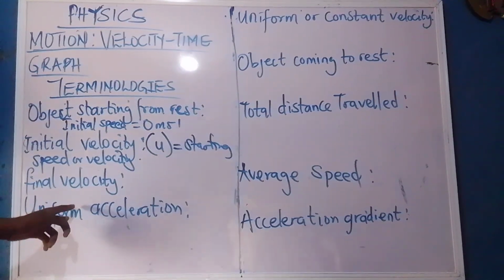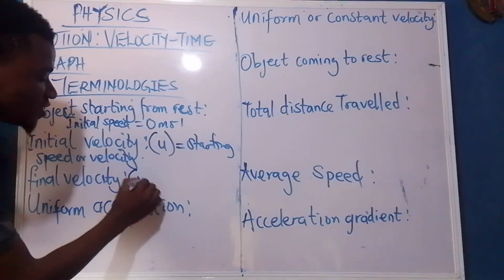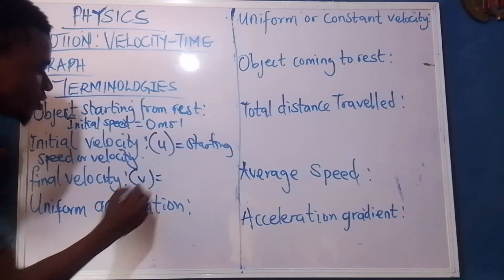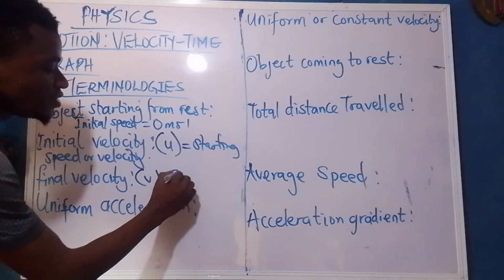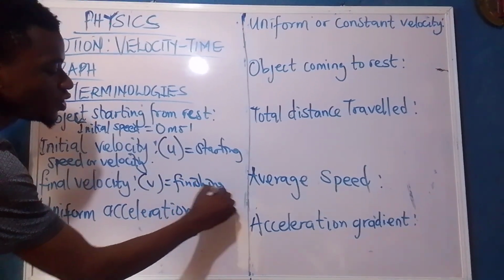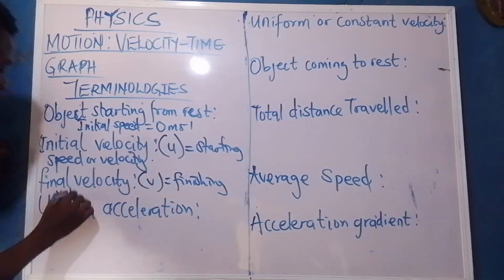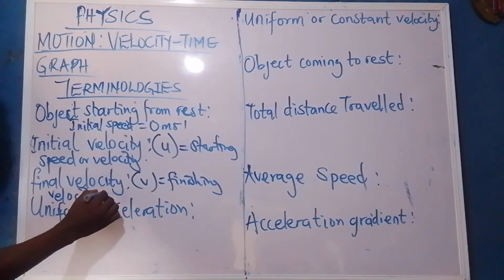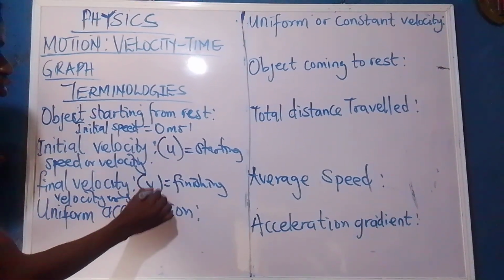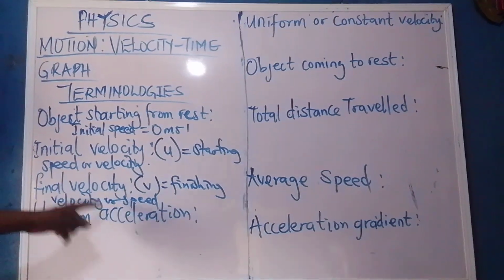Final velocity is denoted with v, which means finishing velocity, or finishing speed, whichever one. So that's what we call the final velocity.